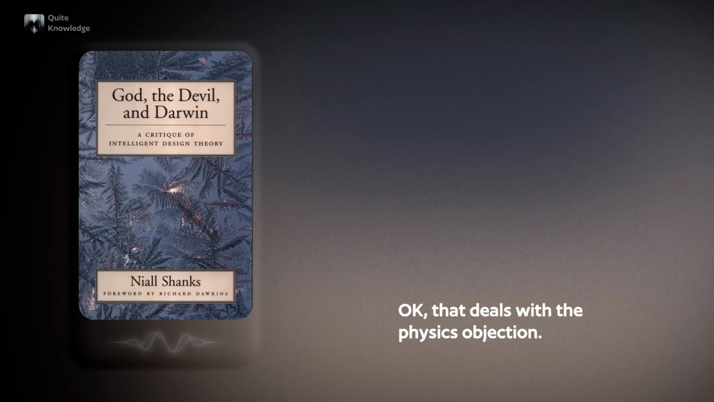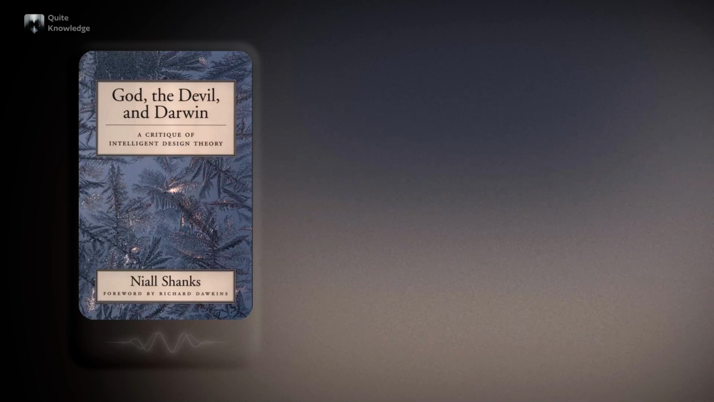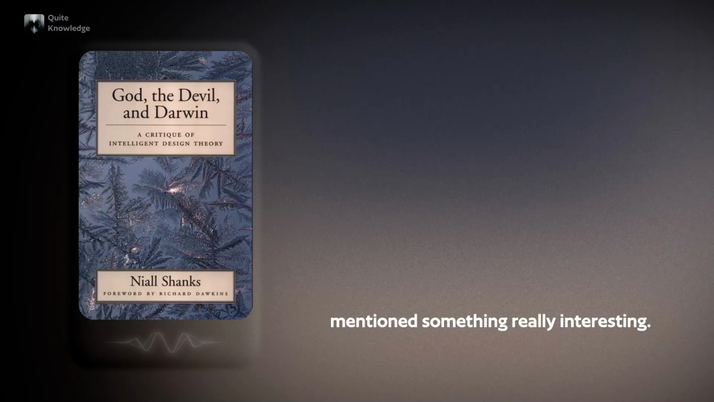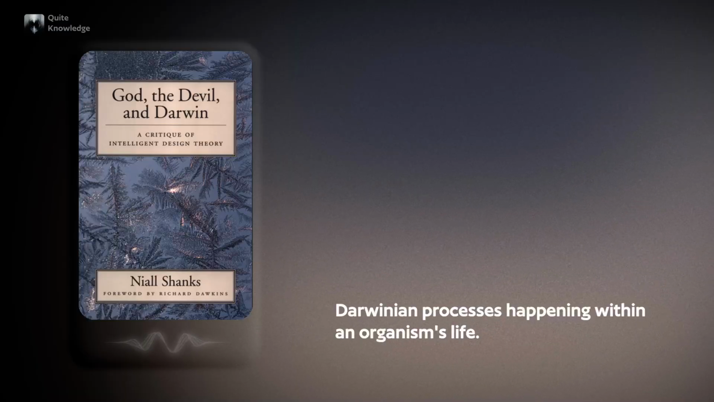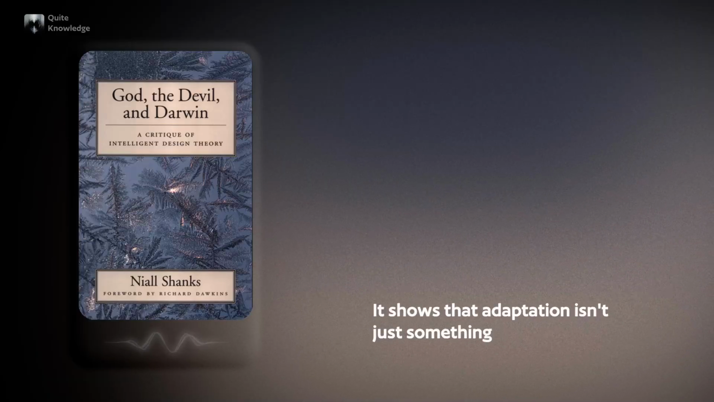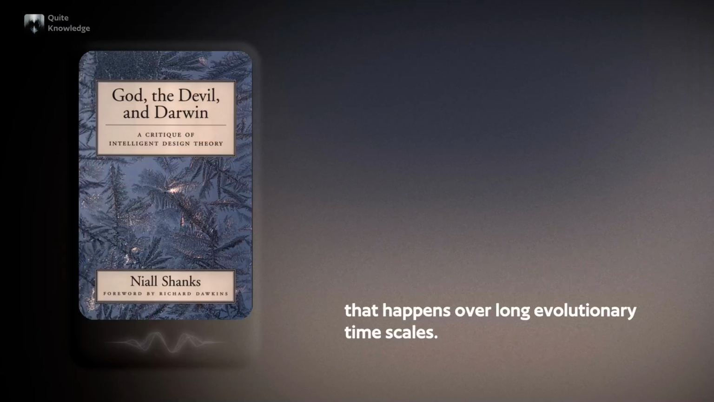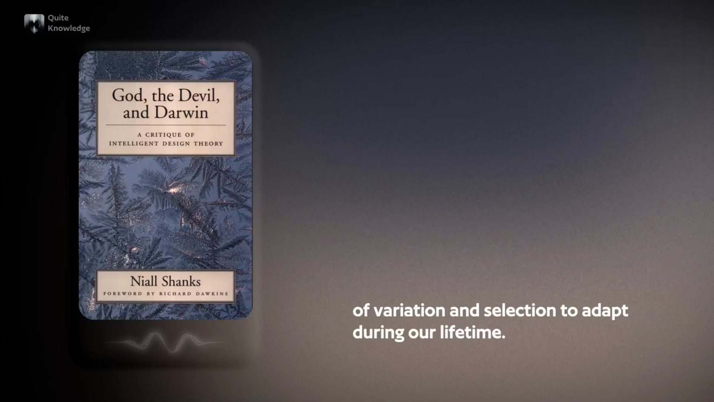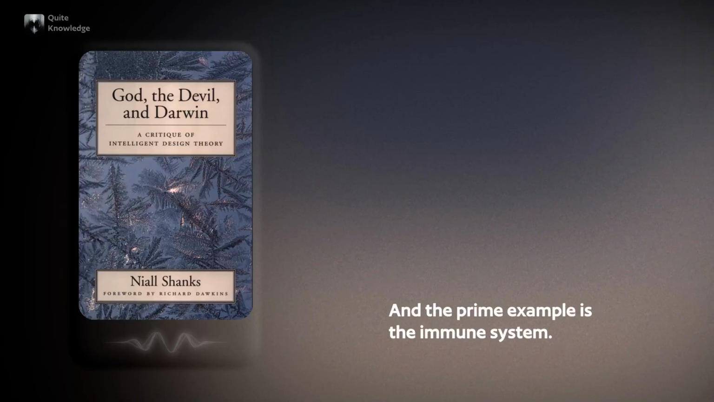Okay, that deals with the physics objection. Let's swing back to biology. We talked about natural selection happening between generations, but the source mentions something really interesting: Darwinian processes happening within an organism's life. Ontogenetic Darwinism. Yes, this is a fascinating area. It shows that adaptation isn't just something that happens over long evolutionary timescales. Our own bodies use Darwinian-like mechanisms of variation and selection to adapt during our lifetime. And the prime example is the immune system.